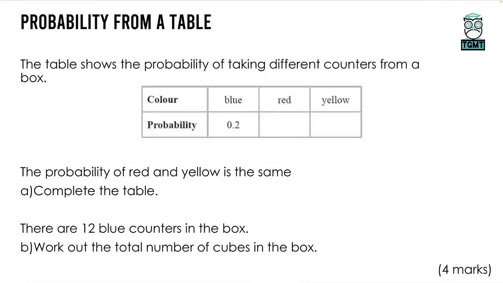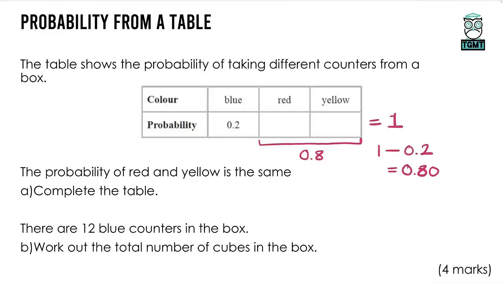Okay, probability from a table. So when we are looking at probability within a table, we need to know that all of these add up to 1. As long as we know that, the rest is okay. This one does have a nice aspect to it, but we are missing 2. But it says the probability of red and yellow is the same. Complete the table. So really the first step is to write down what's left. So 1 take away the 0.2 that's in the table leaves us with 0.8. Or you could write that as 0.80, as it might make it easier in a second to divide that by 2. So these two have to add up to 0.8.